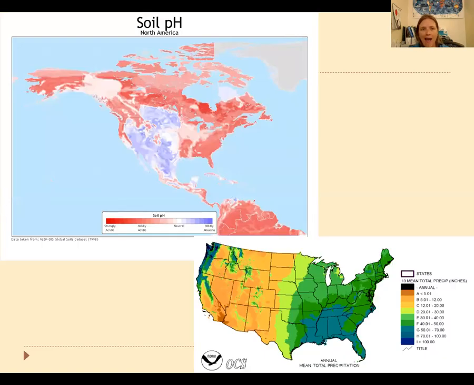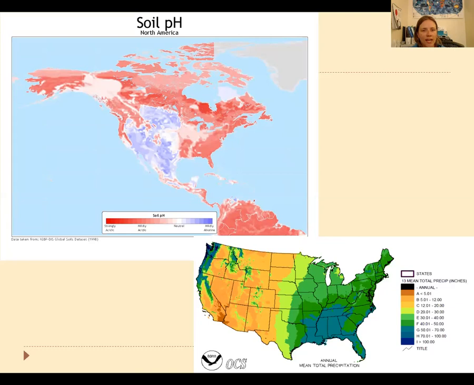So here are some maps of the United States. Hopefully you can read that the top map is showing soil pH in North America and some of South America as well. Dark red is strongly acid, white is neutral, and blue is getting into a basic or alkaline soil type. You can look at this and identify some places that you might go to find acidic soils. I'll give you a minute to do that. You can pause if you need to. And then also think about places where we might have basic soils.